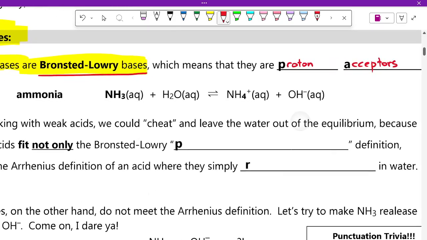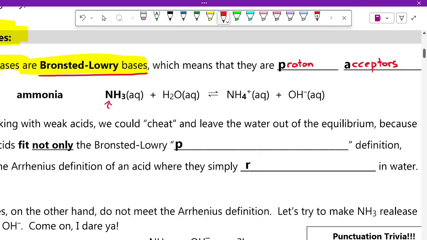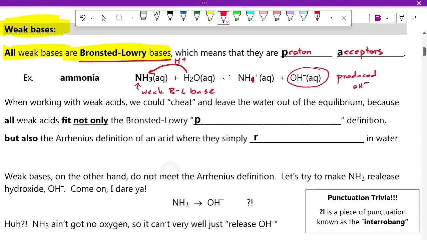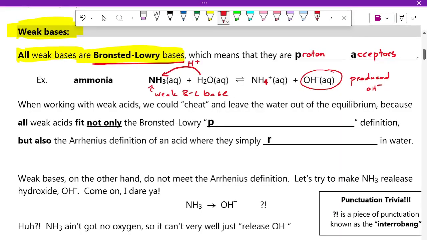So for example, ammonia is a weak Bronsted-Lowry base. And so it accepts a proton from water. And we end up with NH4 plus, and water becomes OH minus. And that's why it's a base, because it produced OH minus.